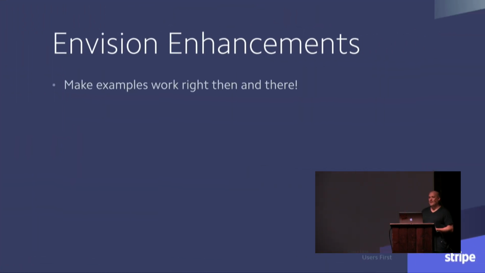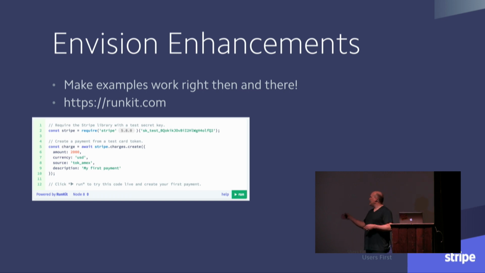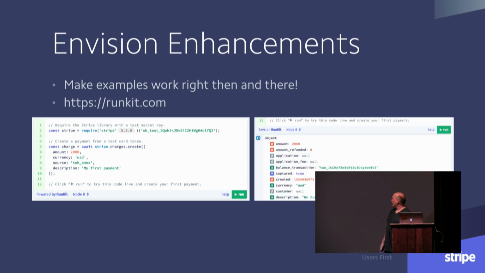Now, a step better than having the examples be copy and pastable is to make them actually run right then and there. We do this using RunKit. This is a code example on our homepage. It is a complete example creating a charge. You click run, and it's going to show the results right there. It's going to run a request against the API and get the results back. All of this is editable. I could change the amount, the currency, the version of node, and run it and see the results.